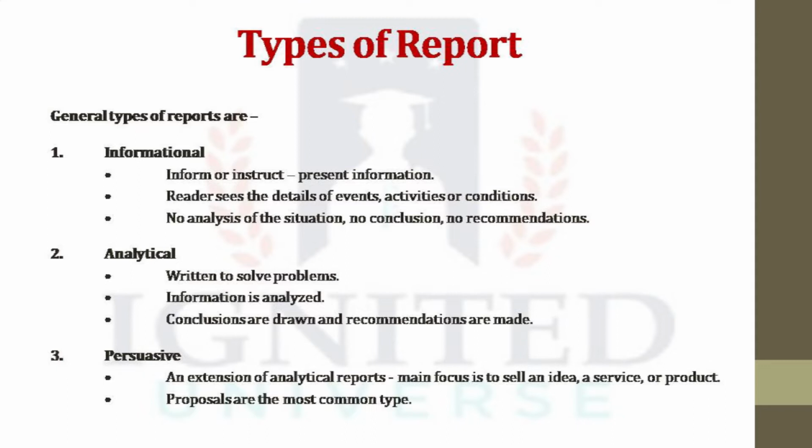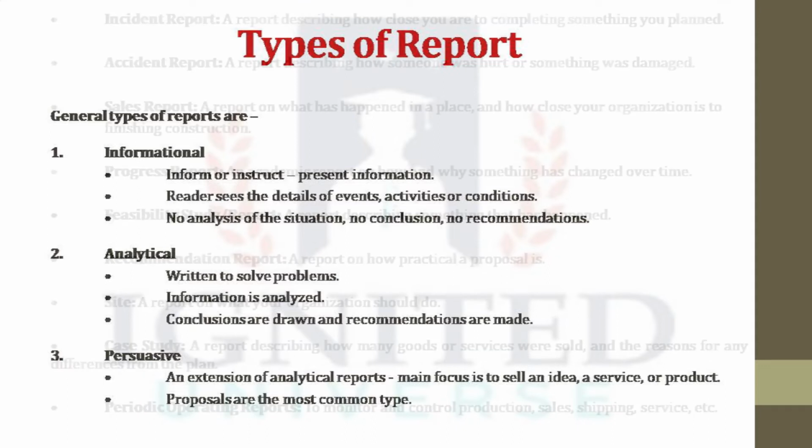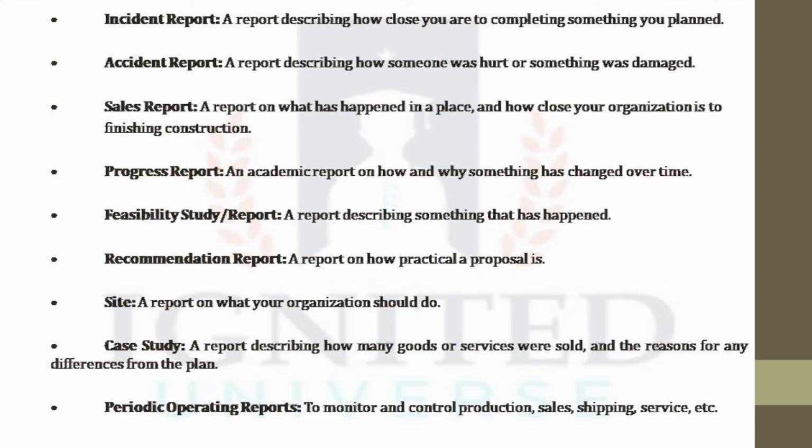Then we have the other report types, such as the incident report, where we want to describe the completion of some incident, some situation, or something that was planned. An accident report reports how someone was hurt or how something was damaged. Then we can have a sales report, wherein the entire report of how the selling takes place is taken up.